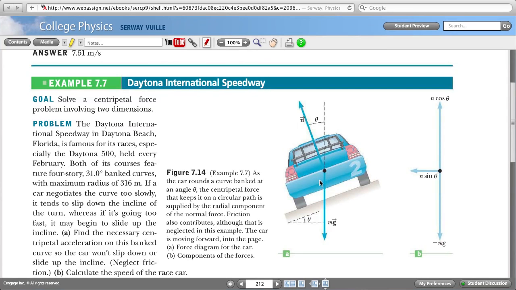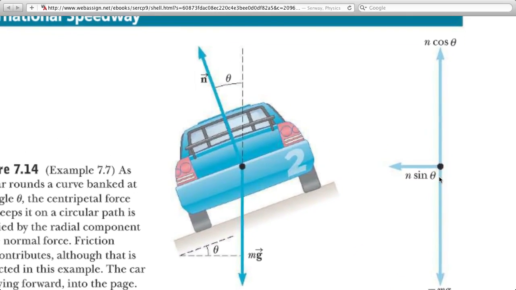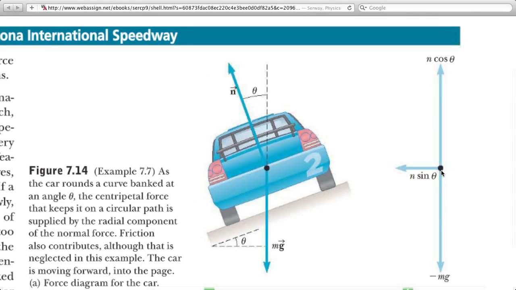And then they actually draw a free body diagram over here. So there's no car in this free body diagram. And they still show mg, or the weight of the car, straight down, so they call it negative mg. And then they split this normal force, which is pointing upward and to the left, into an upward force, n cosine theta, and a leftward force, which is n sine theta. So they essentially just split it into components here, which is perfectly fine.